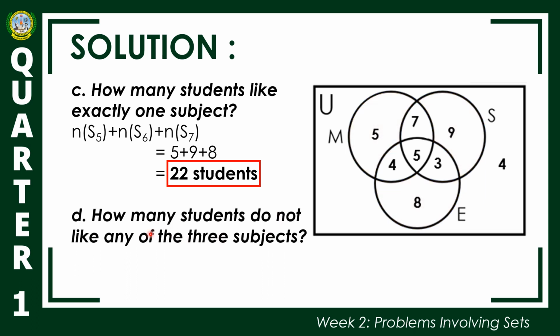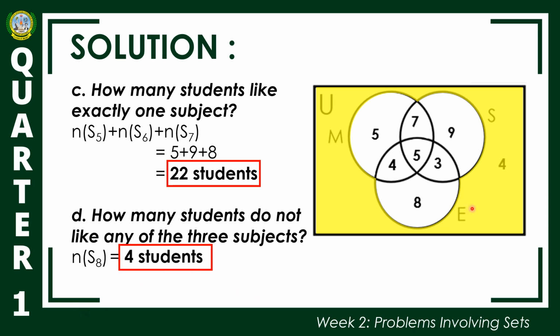Lastly, how many students do not like any of the 3 subjects? At ito nga po ay yung S sub 8 or yung nasa labas nung sets M, S, and E. And that is equal to 4. There are 4 students who do not like any of the 3 subjects.